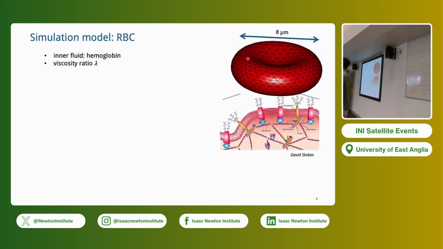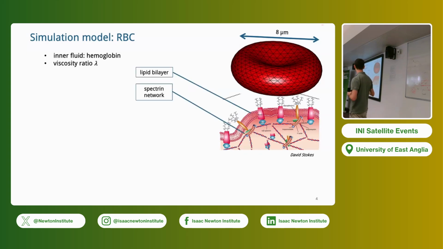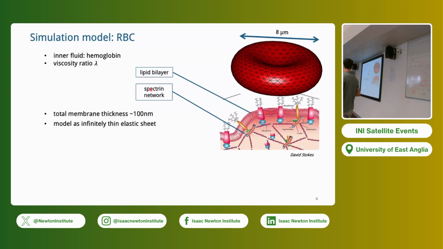The membrane structure is very complicated. It has hundreds of different proteins, but it has two main components, which mechanically are the most important. The first one is the lipid bilayer. So that's a layer formed of these lipid molecules. And below that is a network of proteins, an elastic network of proteins, mainly these so-called spectrin proteins. The total membrane thickness is about 100 nanometers.